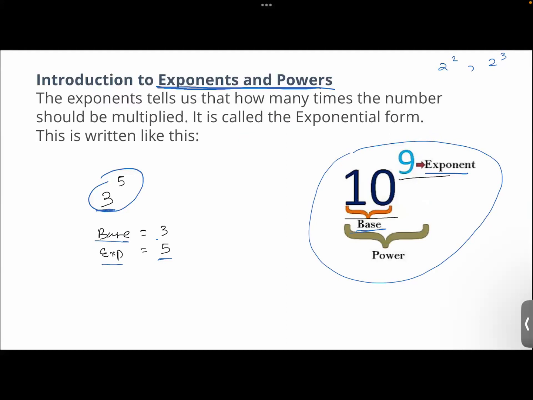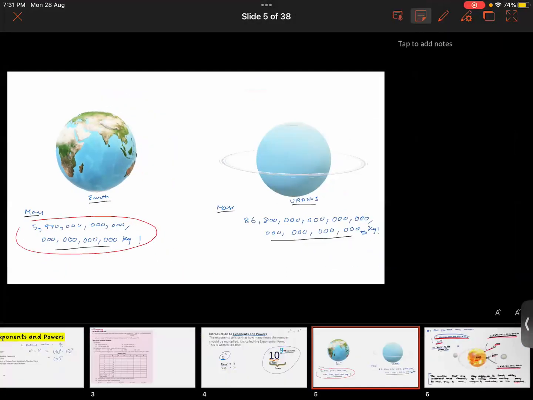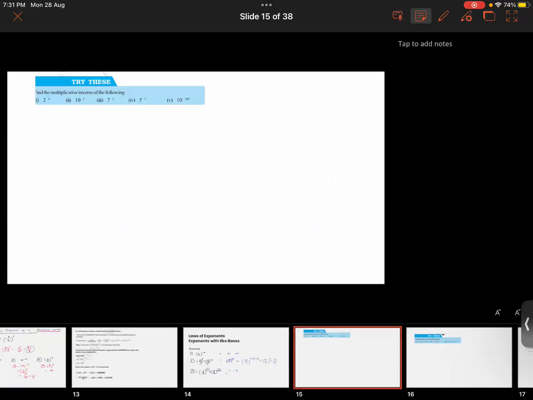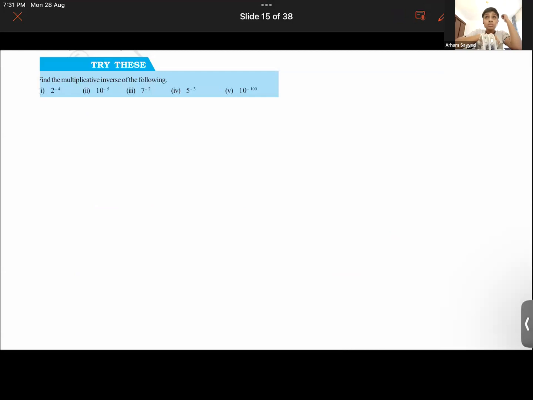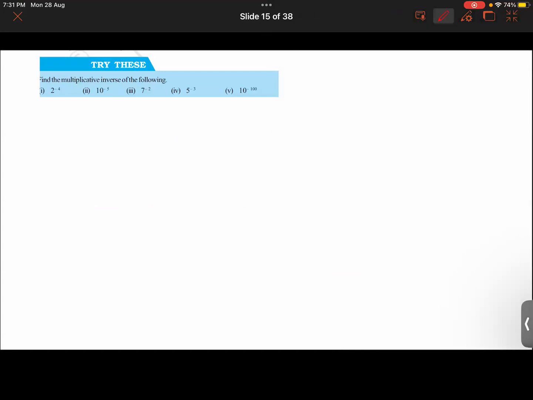All right then. So we are doing the exercise. Yes, we will do the exercise, but before that, I have got a few questions. See these questions. In these questions, we have to find the multiplicative inverse.